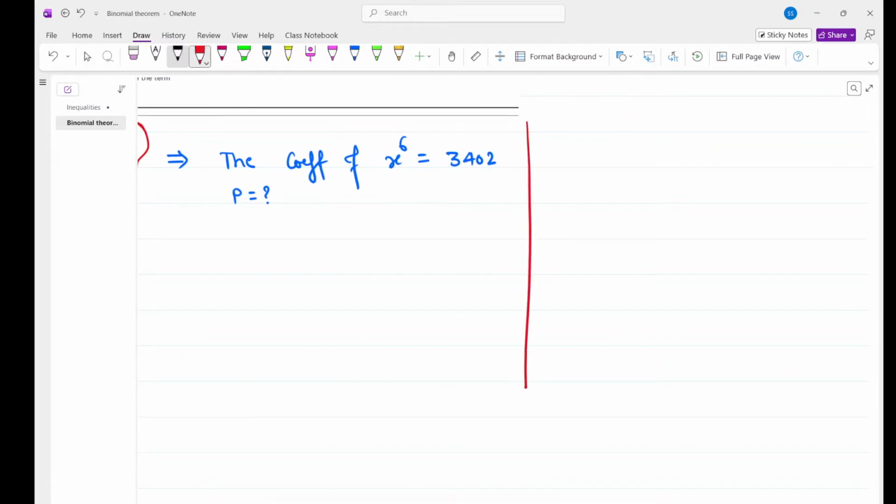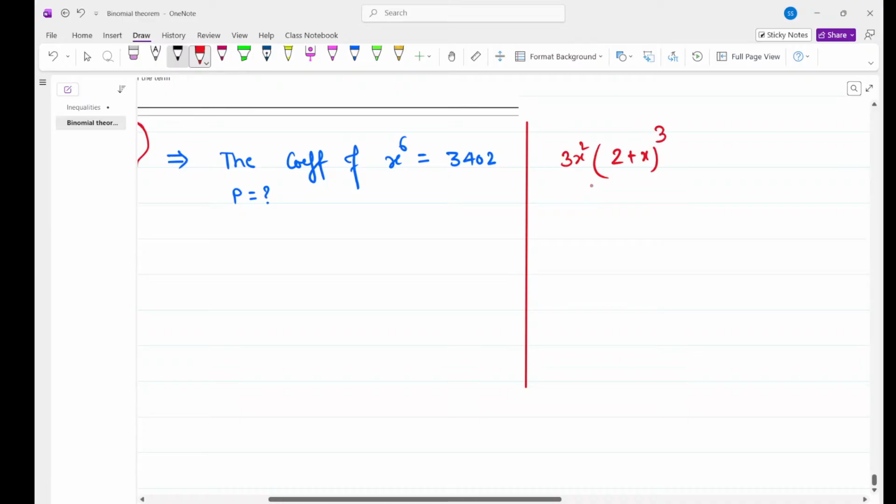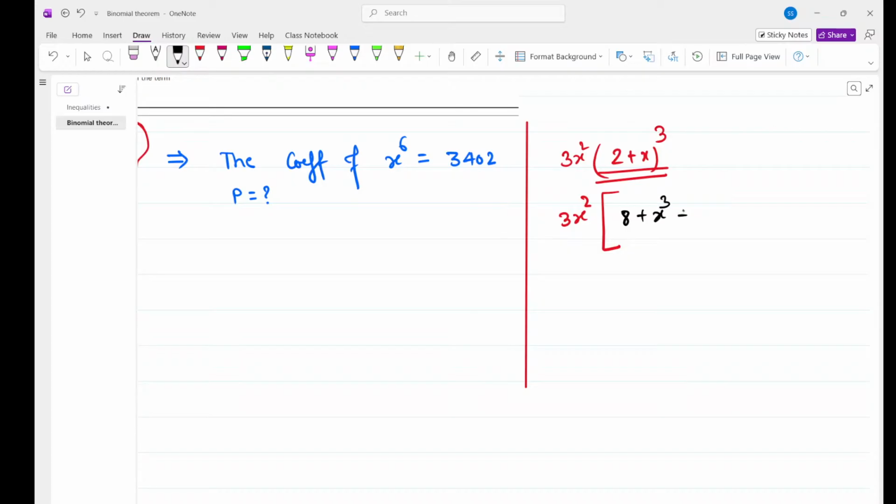Suppose I have to expand something like 3x square times (2 plus x) raised to power cube. So how can we expand this? So 3x square, and now you can expand this (a plus b) whole cube. We know this expansion: a cube plus b cube plus 3a square b plus 3ab square. And then you will multiply each and every term by this, isn't it? This will be our general way.